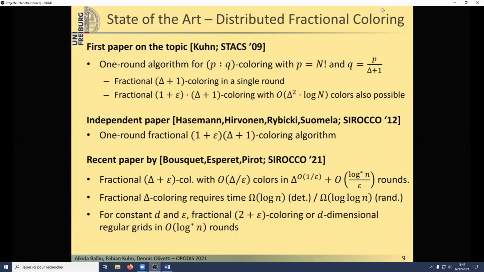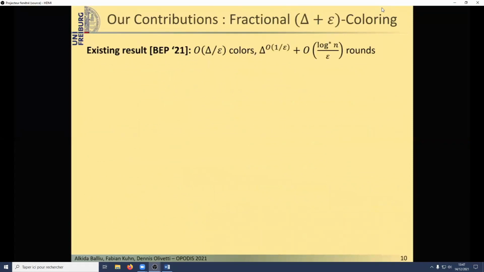And among others, they also showed that on d-dimensional grids, you can get close to a fractional 2 coloring in log star n rounds. So what do we show here? Well, let's first continue on this delta plus epsilon coloring problem, and we basically just improve on what the Sirocco paper did. In the Sirocco paper, they got delta over epsilon colors in total. It's a fractional delta plus epsilon coloring, but the time was basically delta to the 1 over epsilon.